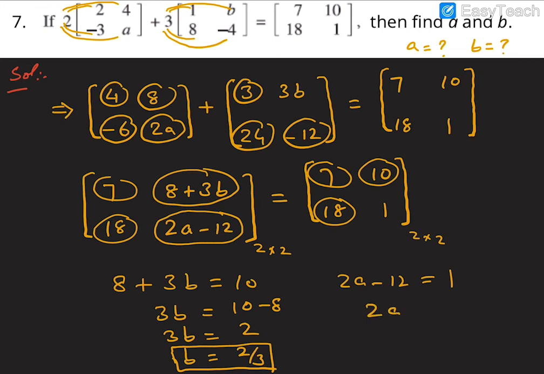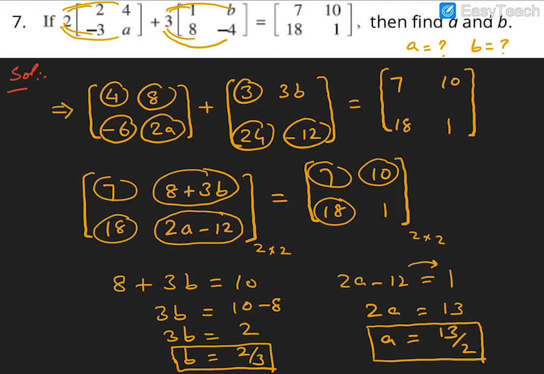Next, 2A is equal to, bring 12 this side, it will be plus 12. So 1 plus 12 will be 13. So A is equal to 13 over 2, divide by 2 on both sides. So these are the values of A and B. Now you can verify also.